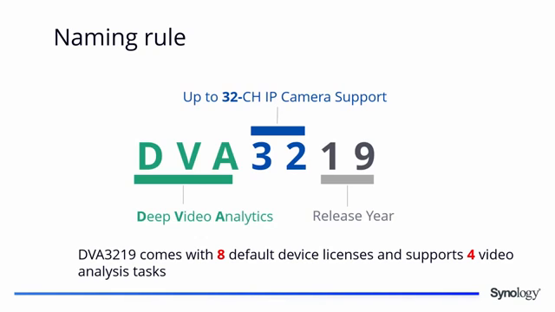32 shows the maximum number of IP cameras that one single DVA3219 supports, and the 19 is the release year. Moreover, what makes the DVA distinctive from our other NAS models is that it comes with 8 default licenses, and it supports up to 4 video analytics tasks.